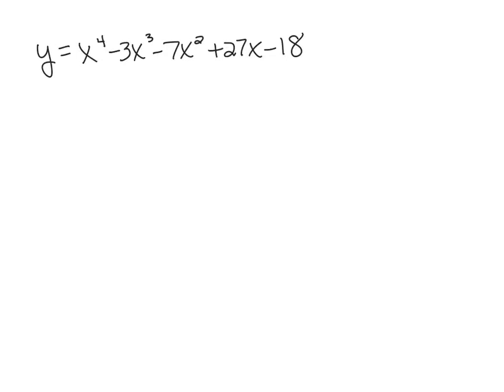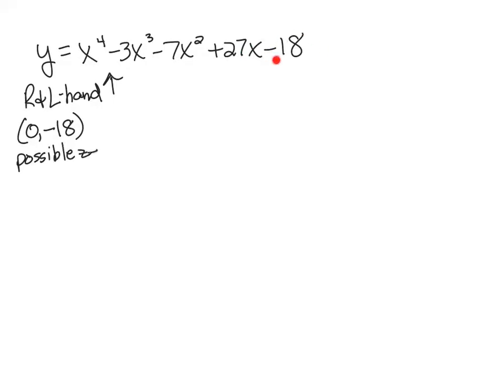All right, for this one, we have 4, 3, 2, 1, 0, so we don't have to fill in any columns. Left and right hand behavior is the same. Leading coefficient's positive, they're both up. Y-intercept is minus 18 because all of these x's will be zeros. Possible zeros are the factors of 18 divided by the factors of 1. So I have 1s, 2s, 3s, 6s, 9s, and 18s.